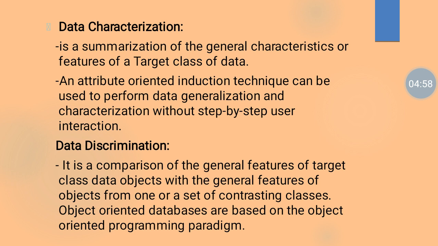The output of data characterization can be presented in various forms, for example pie charts, bar charts, curves, multidimensional data cubes, and multidimensional tables, including crosstabs. These are all the presentation or visualization views. The resulting descriptions can also be presented as a generalized relation or in rule form. This is called characteristic rules.